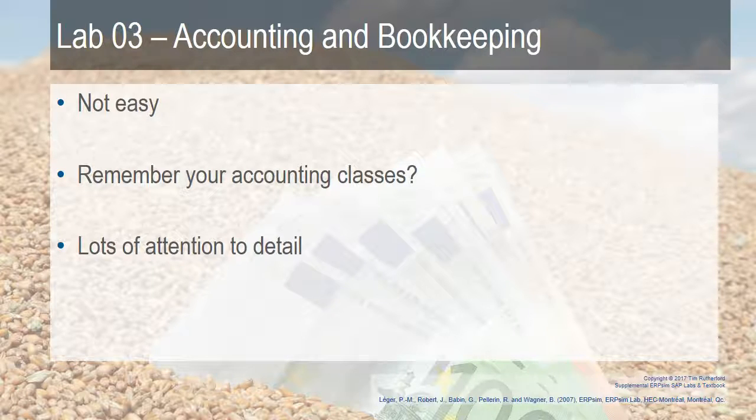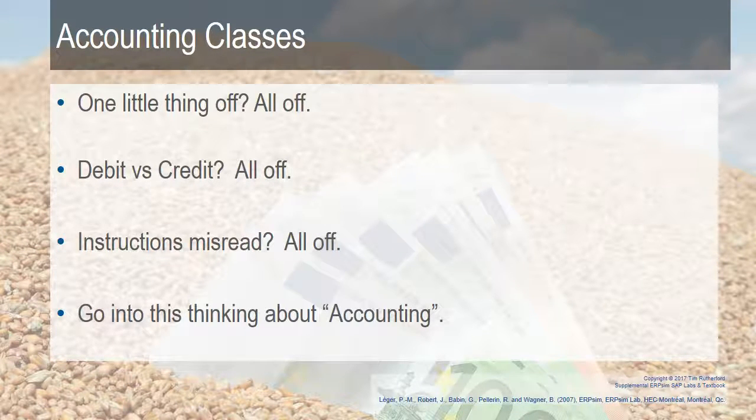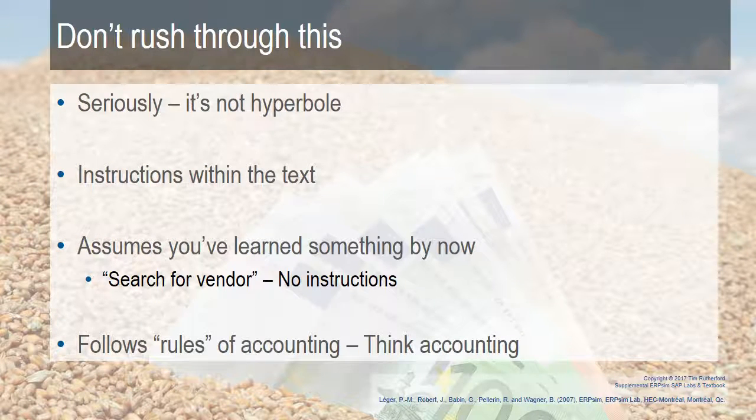It's not easy. It's not hard, but it's not easy. If you remember your accounting classes, there's a lot of attention to detail required in accounting. One little thing gets thrown off and everything from there on is off. So think through accounting, realize you're doing some bookkeeping, some accounting within this. But if one little thing is off, a debit and credit, if you misread the instructions, everything kind of gets thrown off. So go into this thinking about accounting, slow down, take your time, read the instructions. Don't rush through this.